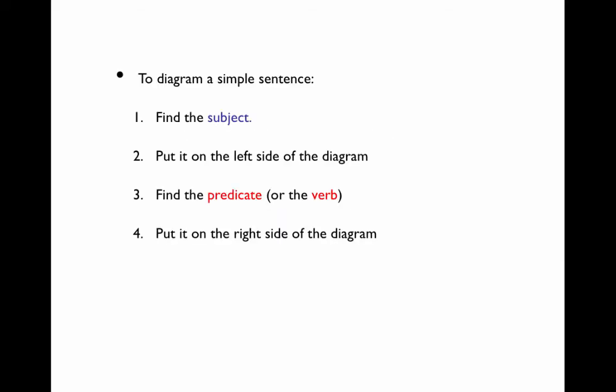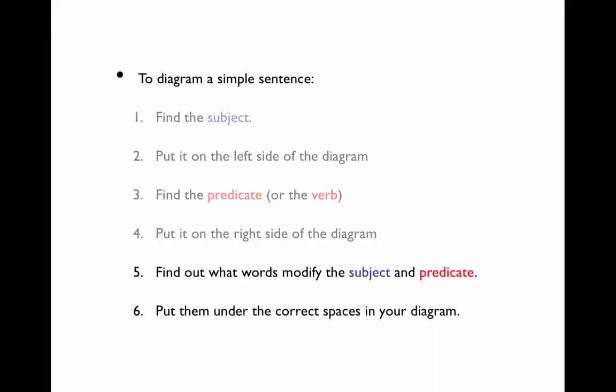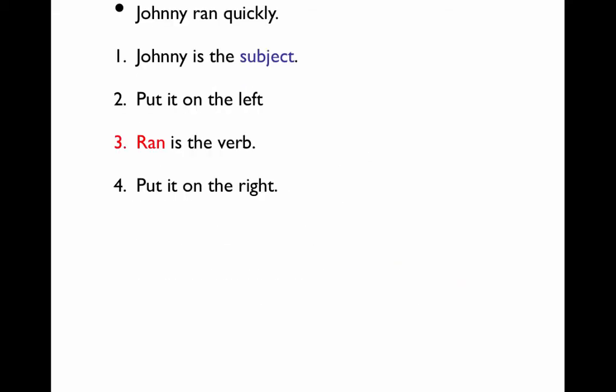So again, just 4 simple steps. You should start every single sentence diagram this way. Find the subject, put it on the left side. Find the predicate, put it on the right side. Then after that, you're finding what describes those things and putting them where they go. Okay, number 5, find out what words modify the subject and predicate. Put them under the correct spaces.